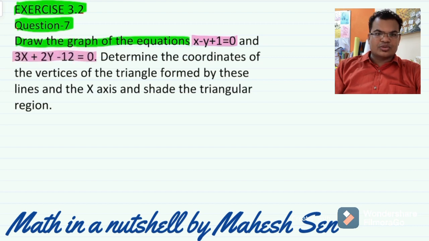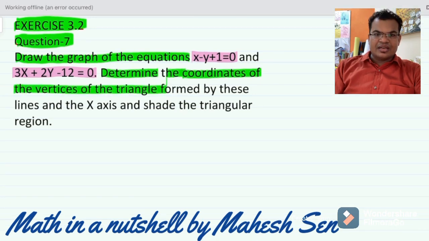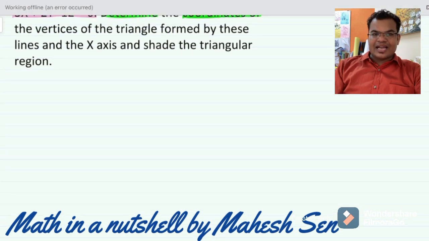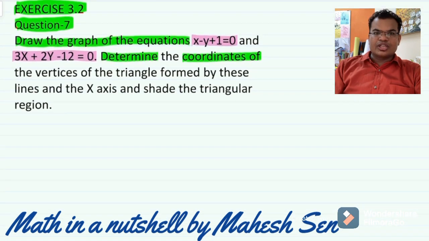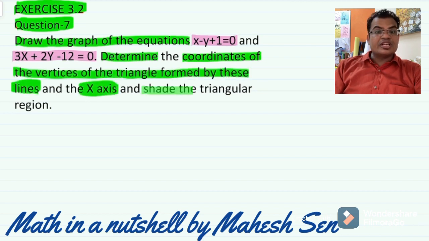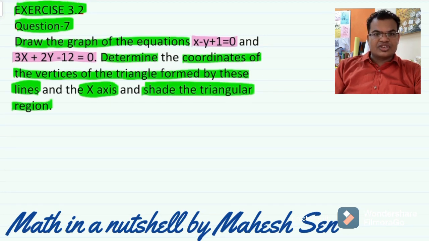So we have to first do the graph. The second thing it asks is to determine the coordinates of the vertices of the triangle formed by these lines. When you draw the graph, you will get two lines intersecting, so you will have one triangle. The vertices of the triangle you have to find with respect to the x-axis, right? And after this you have to shade the triangular region also. You have to shade the area which is made by the lines and the axis.